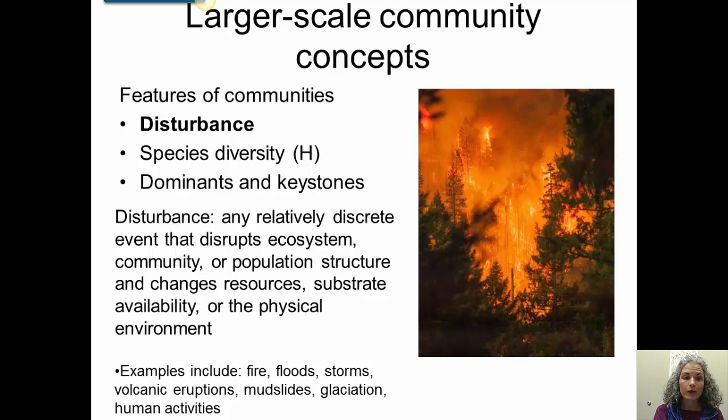Disturbance is a really important non-living or abiotic factor that shapes communities. It's defined as any relatively discrete event that disrupts ecosystem, community, or population structure and changes resources, substrate availability, or the physical environment. So examples of ecological disturbances include events such as fires and floods and storms, and volcanic eruptions, mudslides, glaciation, and then human activities such as development.